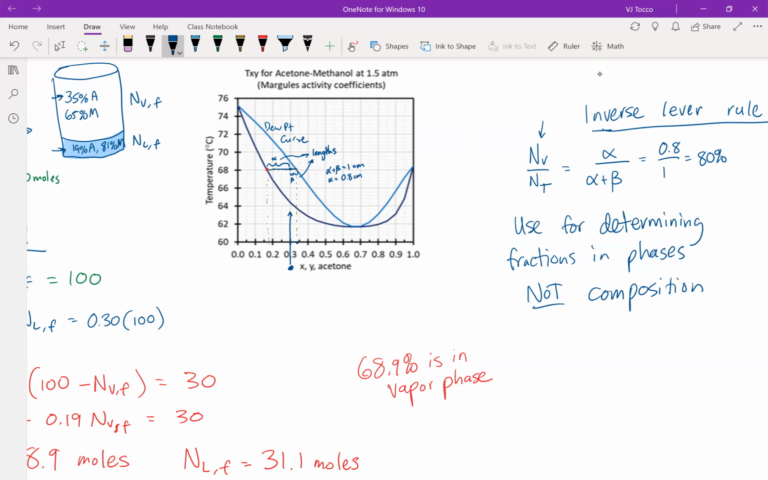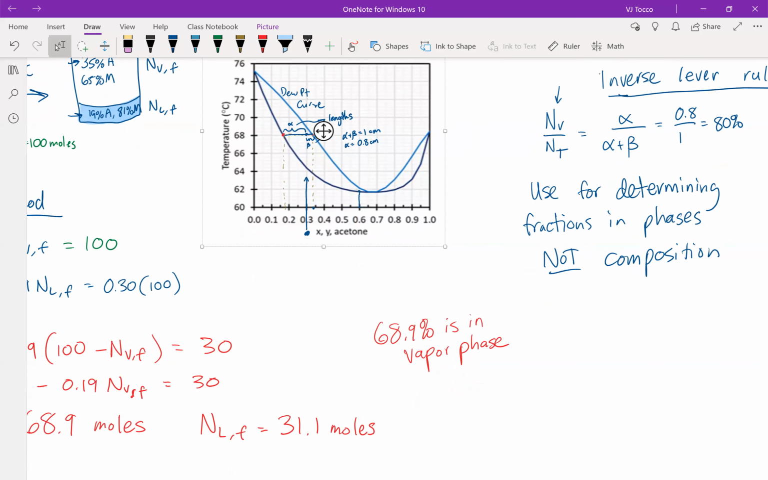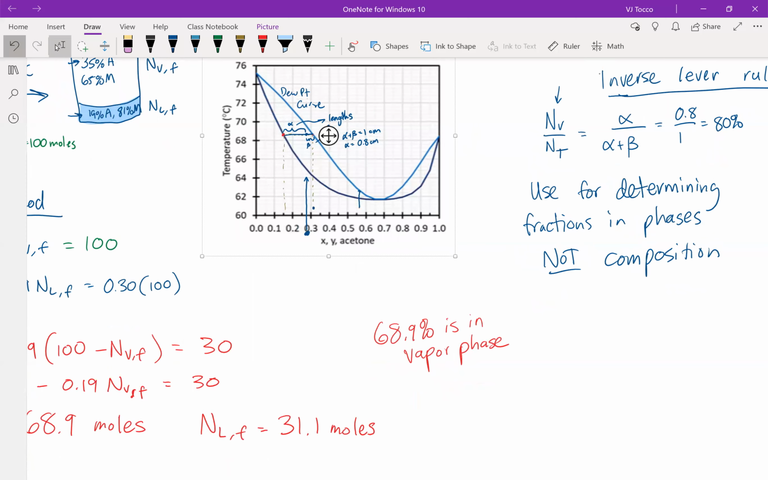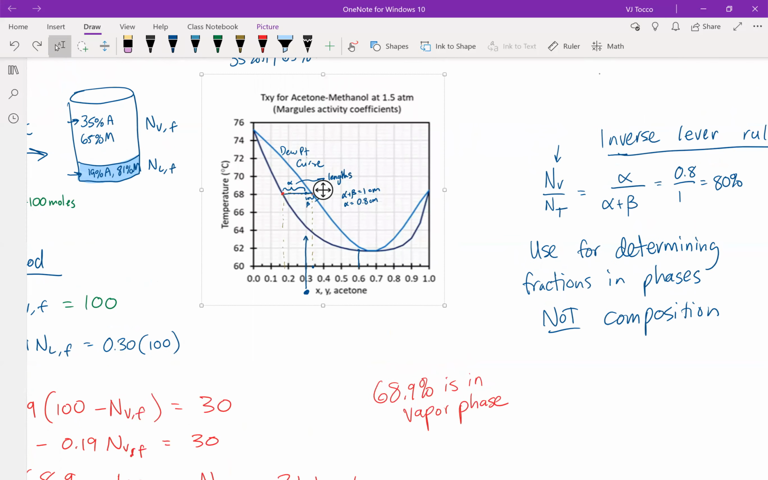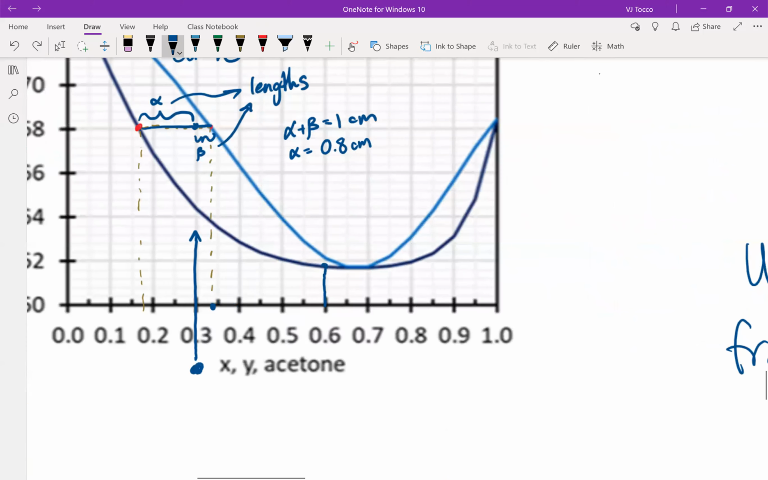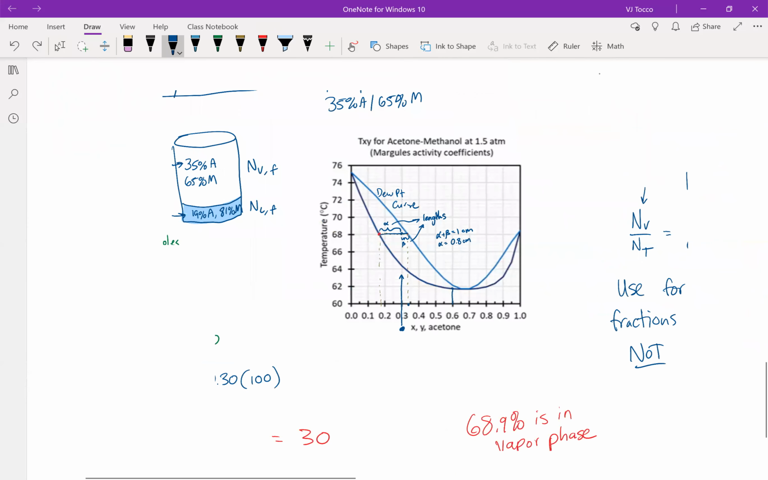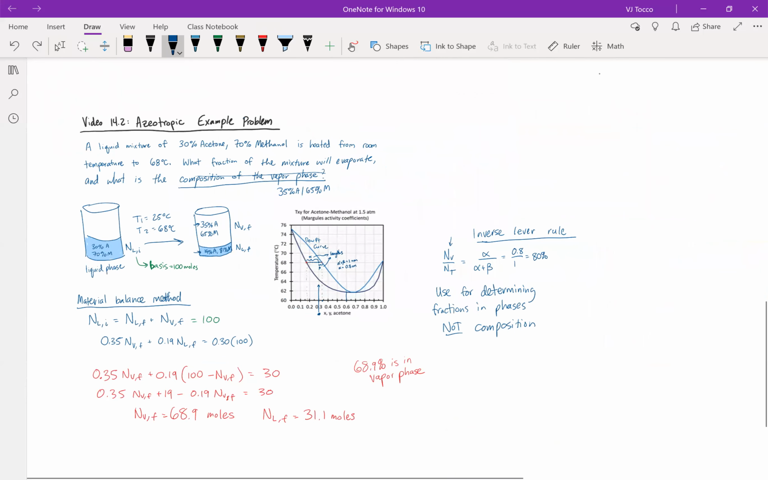Notice that if I were to go closer to the azeotropic composition, so let's say, for example, I had 60% acetone instead of 30, and I heated it up to 62 degrees, notice how the curves are a lot closer together here. That indicates that I'm going to have more difficulty separating these two things because they're a lot closer together. But that's enough for this problem. In the last video for today, I'll do a ternary system.